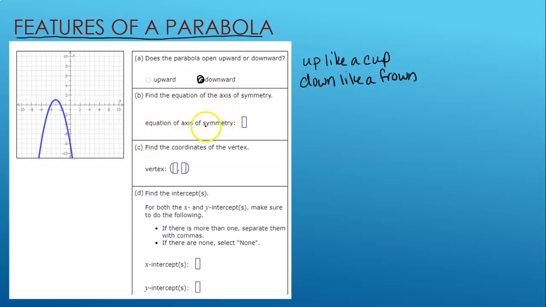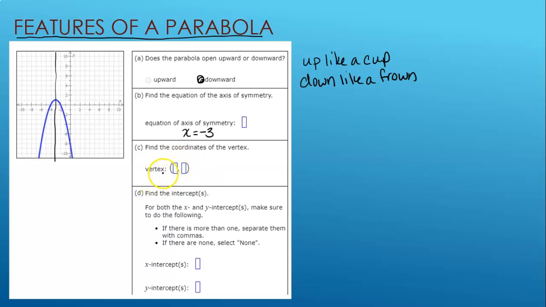The axis of symmetry is the middle of the parabola. So in this case, it's right here. A vertical line is always going to be x equals. So our axis of symmetry is always x equals some number. In this case, that's in between -2 and -4. So x equals -3.